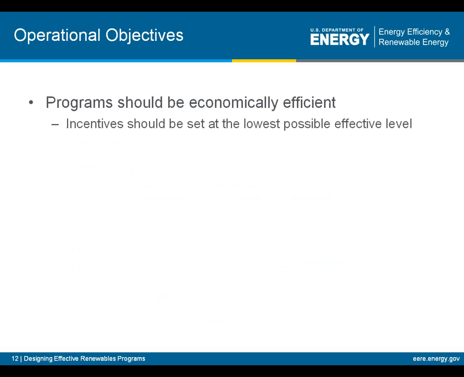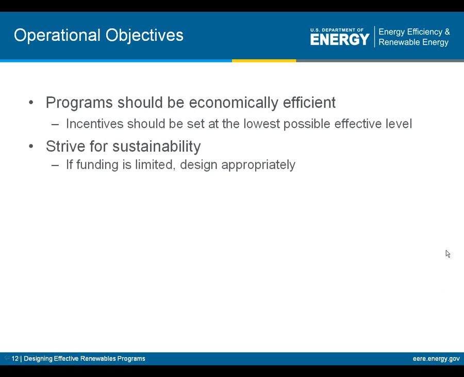The program should strive to be economically efficient, and particularly if you're designing an incentive program, the word incentive by its very definition is designed to be just exactly that amount of funding that tips a consumer's decision into making a purchase that they wouldn't have already made. Now, designing that perfectly is a very difficult thing to do, but we do find that it's effective to strive to set those incentive levels as low as possible so that you can provide as much funding as possible to a wide array of your participants.